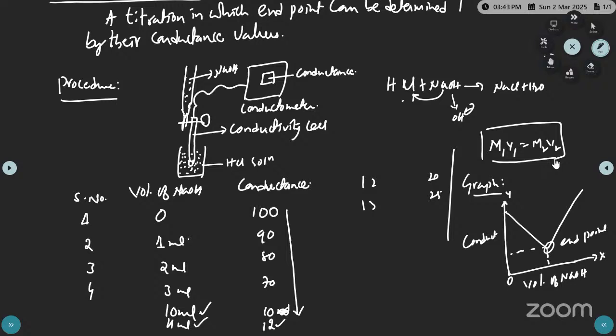A titration in which the endpoint can be observed by the conductance values. We observe the endpoint from the conductance values, take the endpoint here, and substitute into M1V1 = M2V2. Then we can find the concentration of the unknown solution. This is about the conductometric titration.